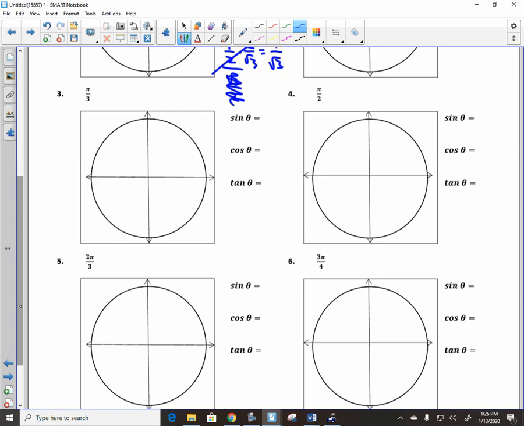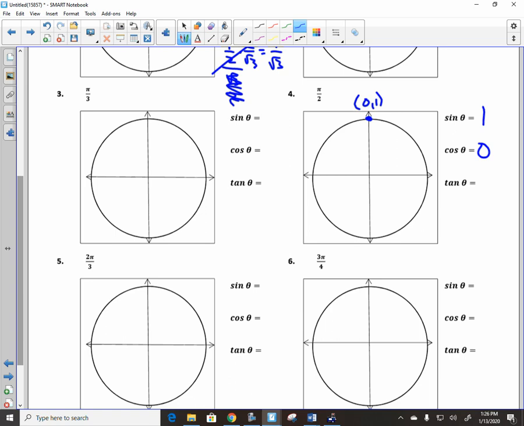Pi over 2 is how many degrees? 90. I know the coordinate at 90. What is the coordinate at 90? 0, 1. So I have the sine of 90. I have the cosine of 90. I have the tangent of 90. What is the sine of 90? It's 1. It's the y value. What's the cosine? 0. How do I compute tangent?